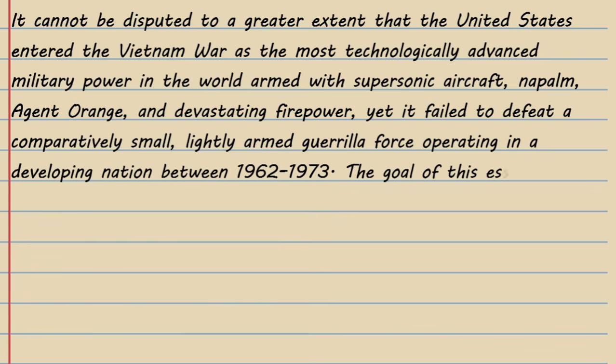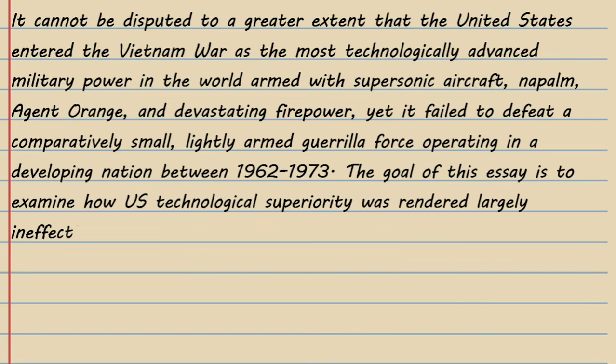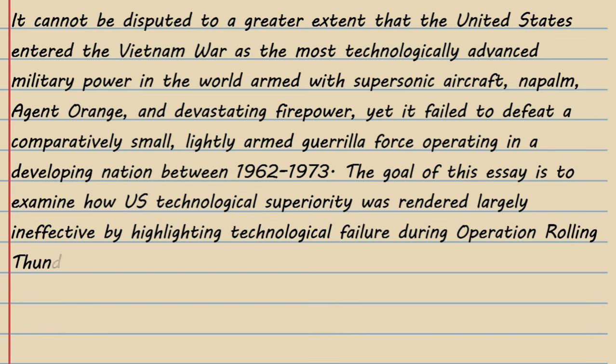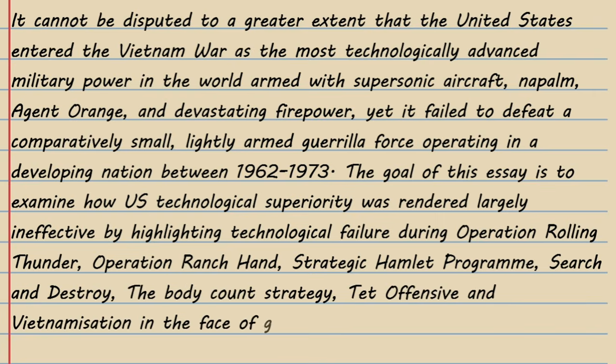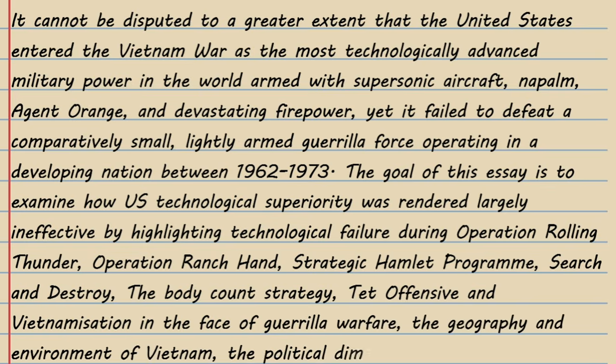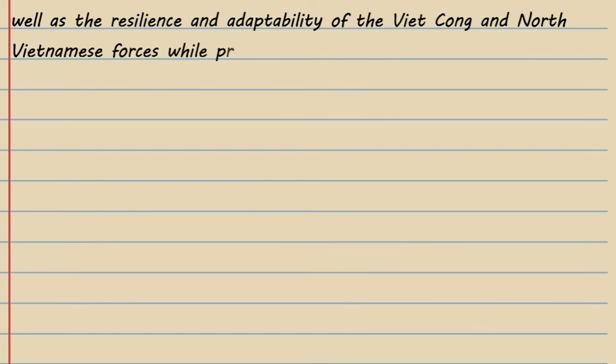The goal of this essay is to examine how US technological superiority was rendered largely ineffective by highlighting technological failure during Operation Rolling Thunder, Operation Ranch Hand, Strategic Hamlet Program, Search and Destroy missions, the Body Count Strategy, Tet Offensive, and Vietnamization, in the face of guerrilla warfare, the geography and environment of Vietnam, the political dimensions of the conflict, as well as the resilience and adaptability of the Viet Cong and North Vietnamese forces, while providing evidence thereof.